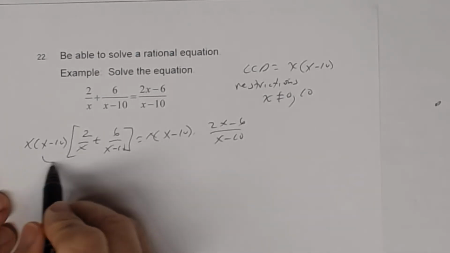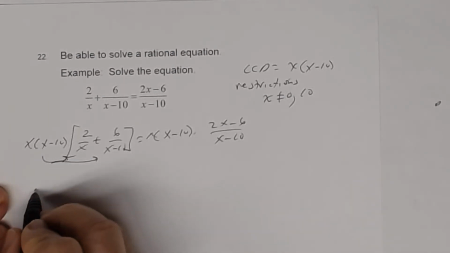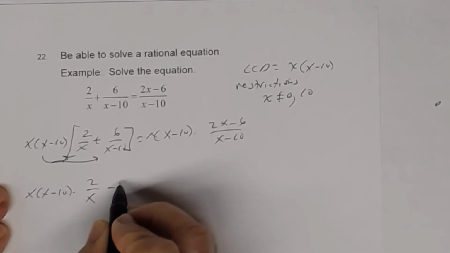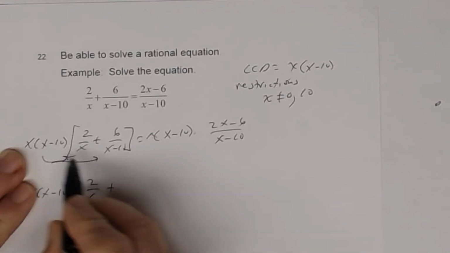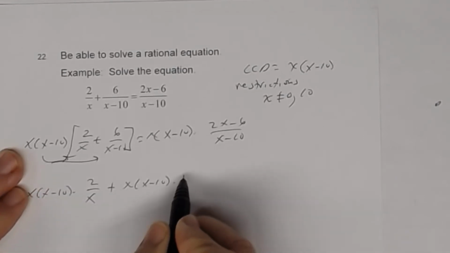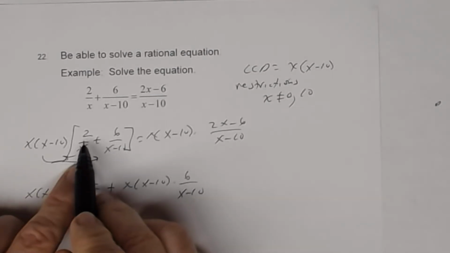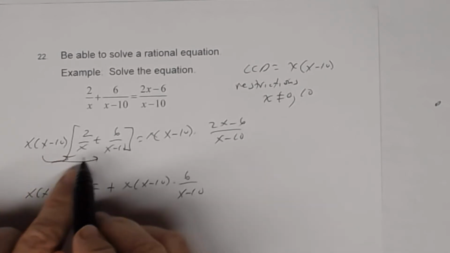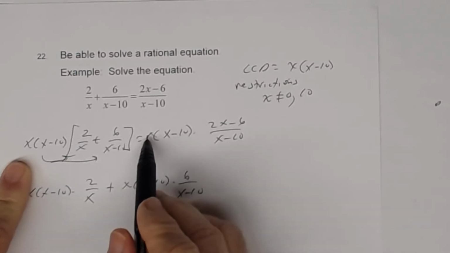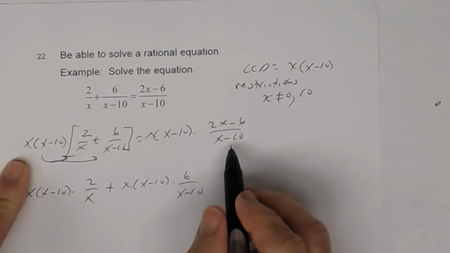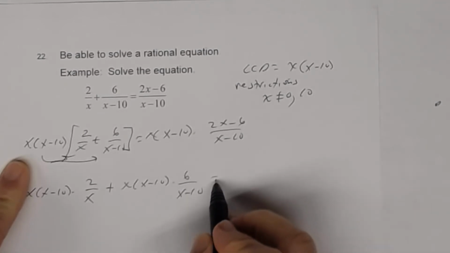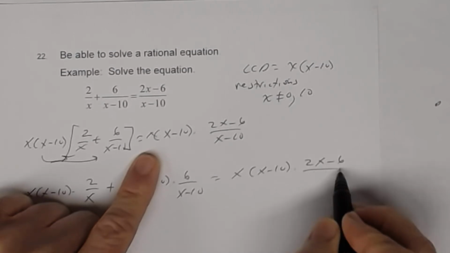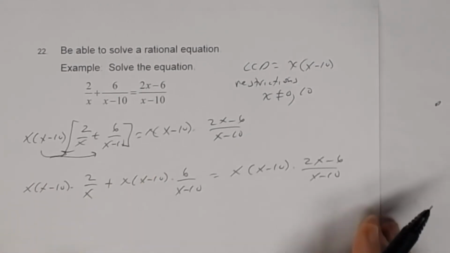Okay, now let's distribute to get rid of the bracket. So I get x times (x minus 10) times 2 divided by x, plus x times (x minus 10) times 6 divided by (x minus 10). So I'm taking each of these fractions and multiplying by the LCD, so I'm distributing this LCD. And then over here, let me rewrite this: x times (x minus 10) times (2x minus 6) divided by (x minus 10).